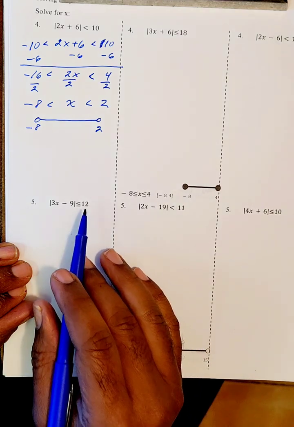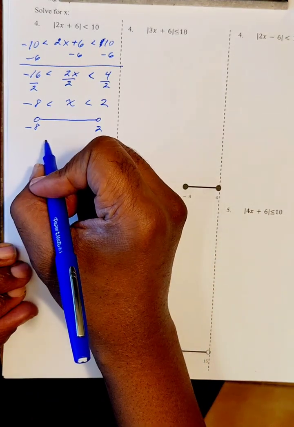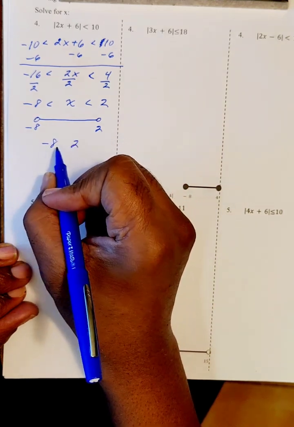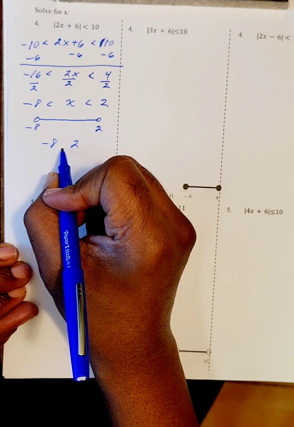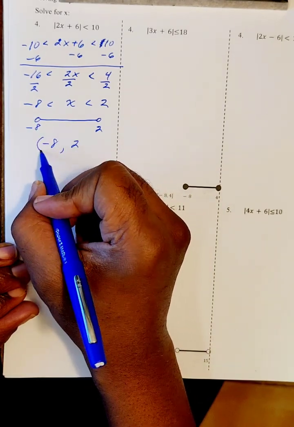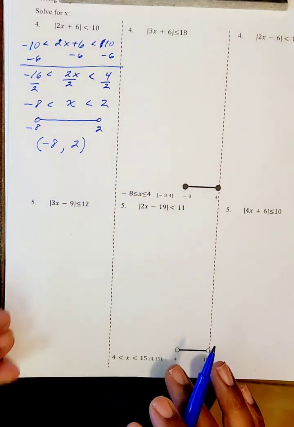And then we have the set notation, the graph, and the interval notation will be negative 8 on the left, 2 on the right, comma between. And since this does not include negative 8, we'll have parentheses. This does not include 2, so this will be a parentheses.